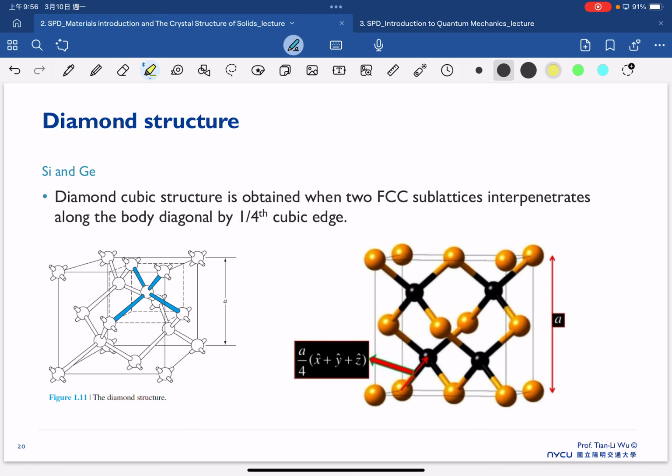So if you look at more practical atoms that we very often use, for example, silicon and germanium. Silicon has a diamond cubic structure, which is constructed by two FCC sublattices slightly shifted along the body diagonal by 1/4 of the cubic edge. So you have two FCC lattices, and each one is shifted along 1/4 of the cubic edge. That's how the silicon atoms look.